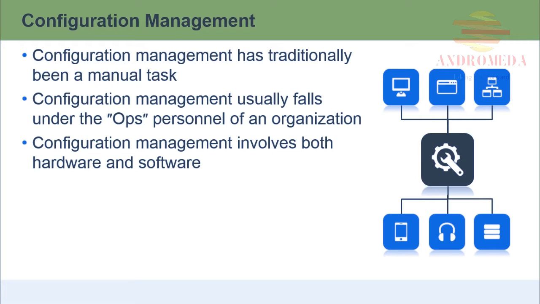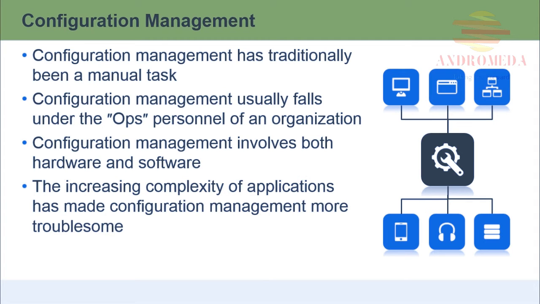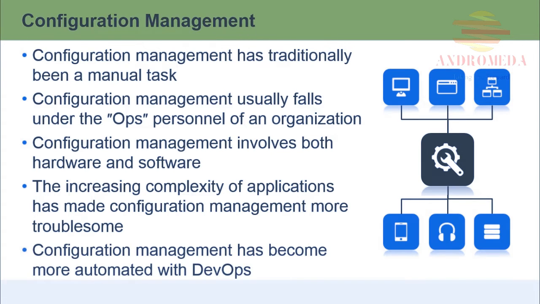Configuration management involves both hardware and software. Often the two are incompatible with each other. The increasing complexity of applications has made configuration management more troublesome. Complex applications can be buggy or not work at all on the machines that they were not developed on. Configuration management has become more automated with DevOps. Manual steps have been identified and turned into configurable, repeatable processes.